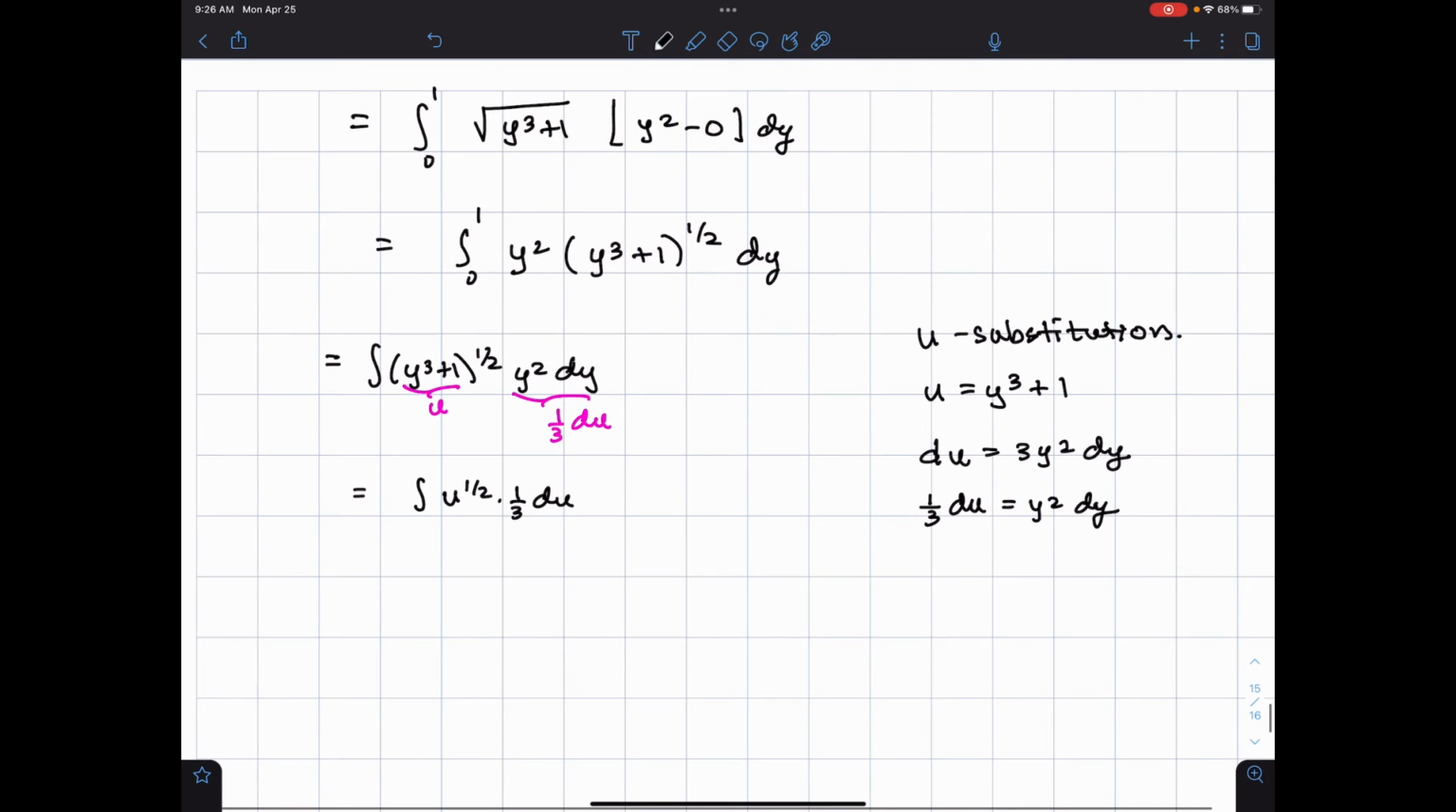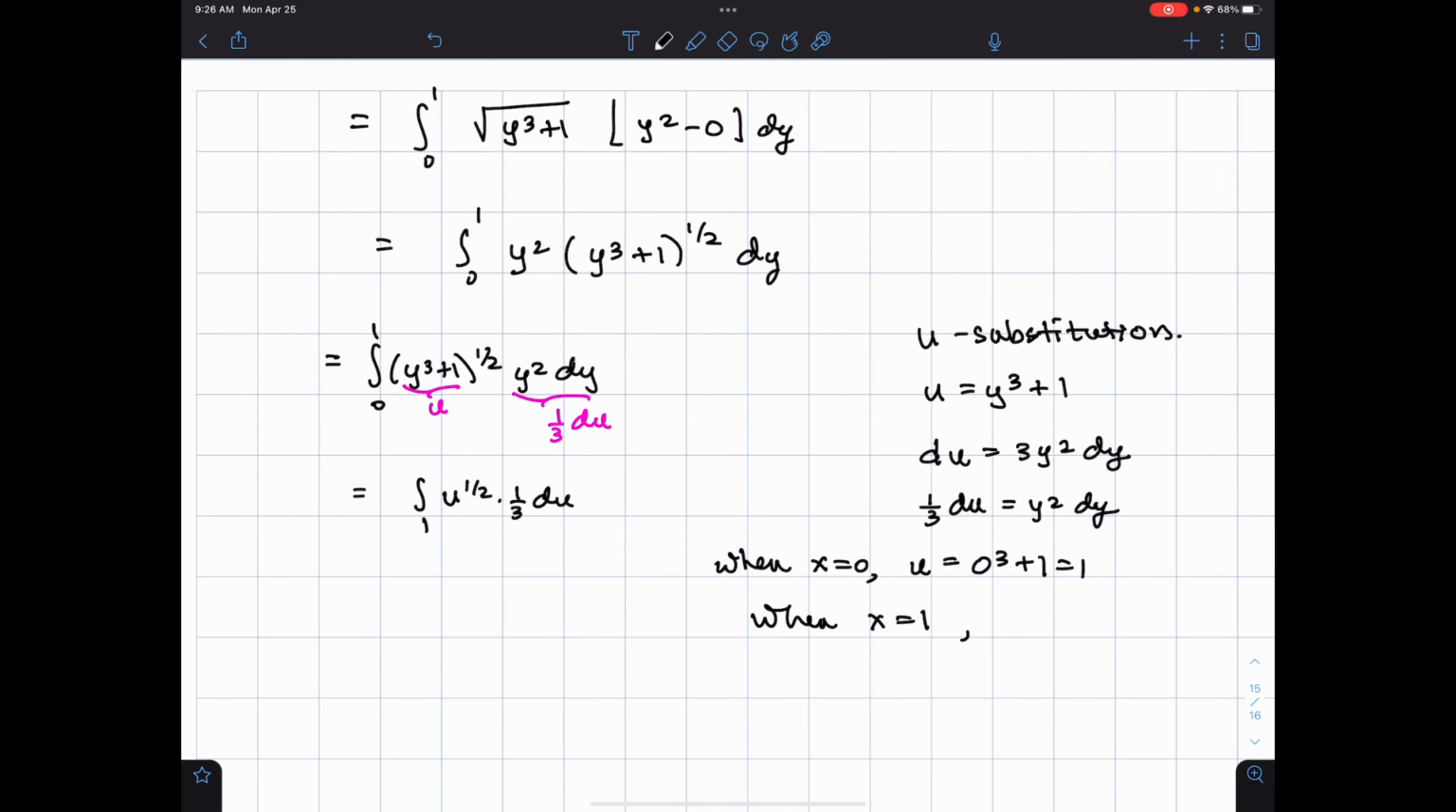I'm also going to change the bounds. When x equals 0, we see that u is going to equal 0 to the third plus 1, which is 1. So I'm going to put 1 here. When x equals 1, u equals 1 to the third plus 1, which is equal to 2. And now I have 1/3. The antiderivative of u to the 1/2 is u to the 3/2, divided by 3/2. Evaluate from 1 to 2.